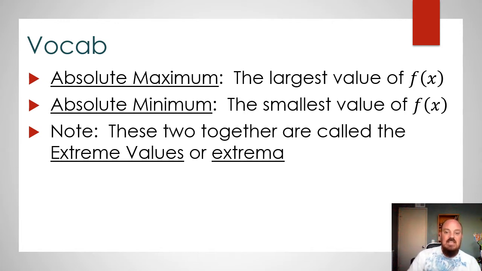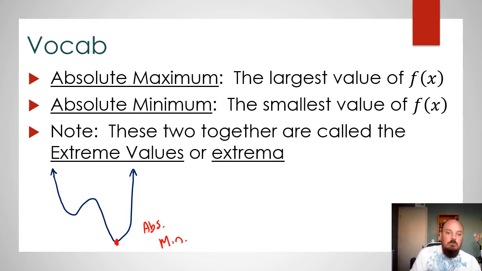Now, as for a quick sketch to show you what I'm talking about, let's say we have a function that looks like this. The one point that's jumping out at me would be this one right here. That's the absolute minimum. That is the lowest point that that graph ever reaches. There are no points on the graph that are farther down below that one.